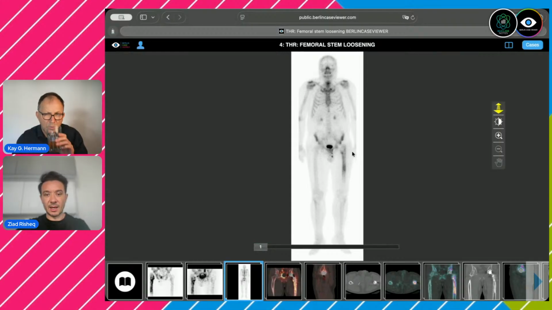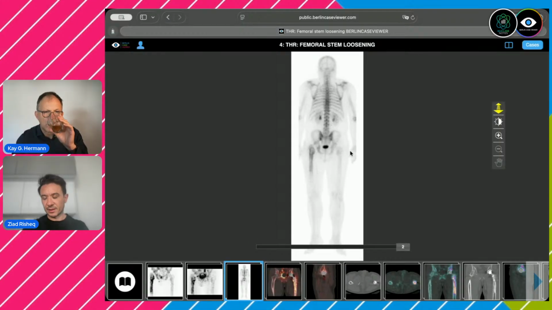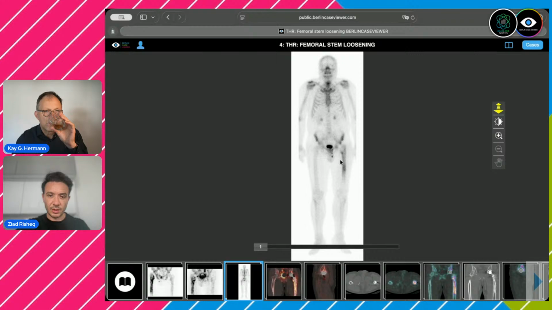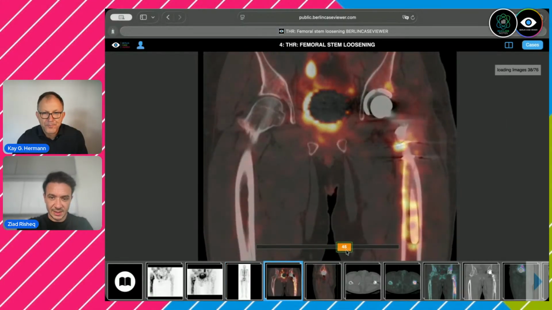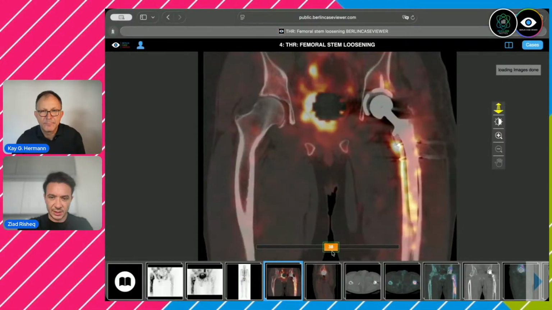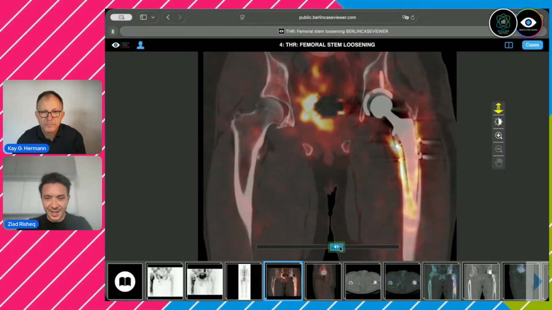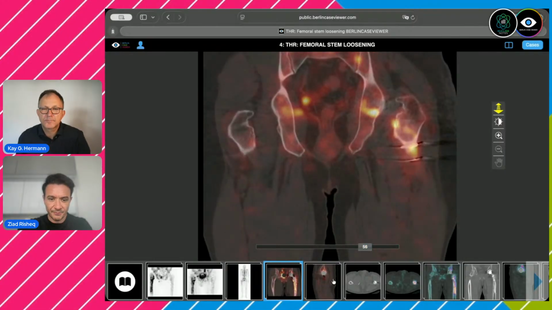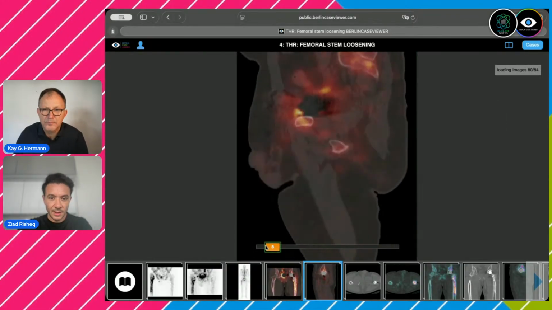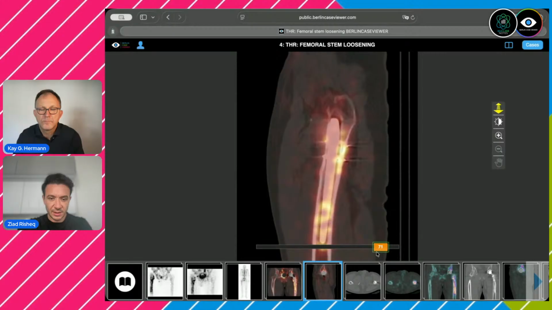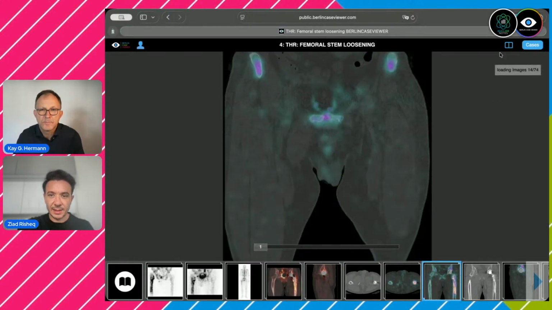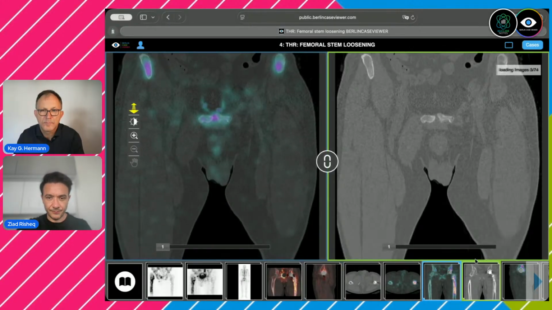And this is the planar. I'm showing the planar images because not everyone has SPECT CT, so I want them to correlate these findings with planar imaging. So you can appreciate that there is intense uptake around the femoral stem. So let's take the SPECT CT. I only included the coronal and sagittal of the early phase. You can clearly see there is intense uptake in the early phase around the femoral stem. This is the sagittal image. And let's take a look at the coronal.